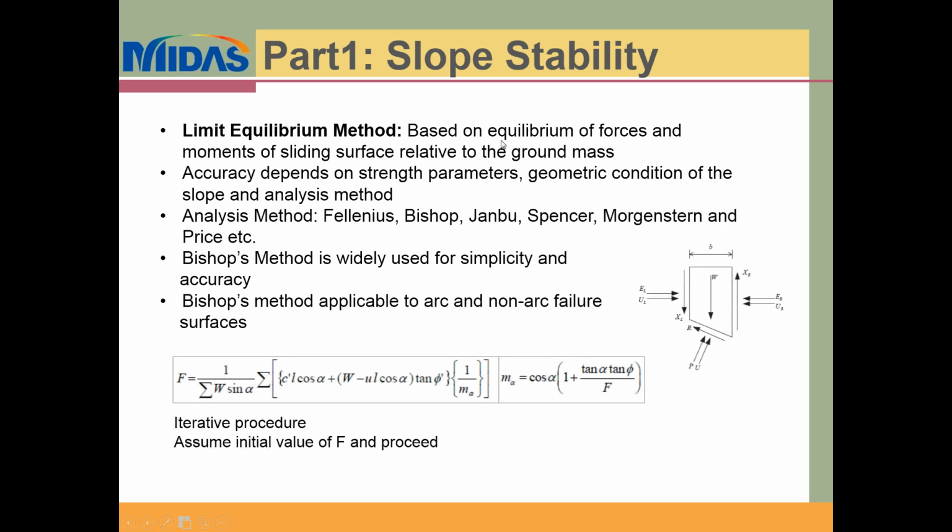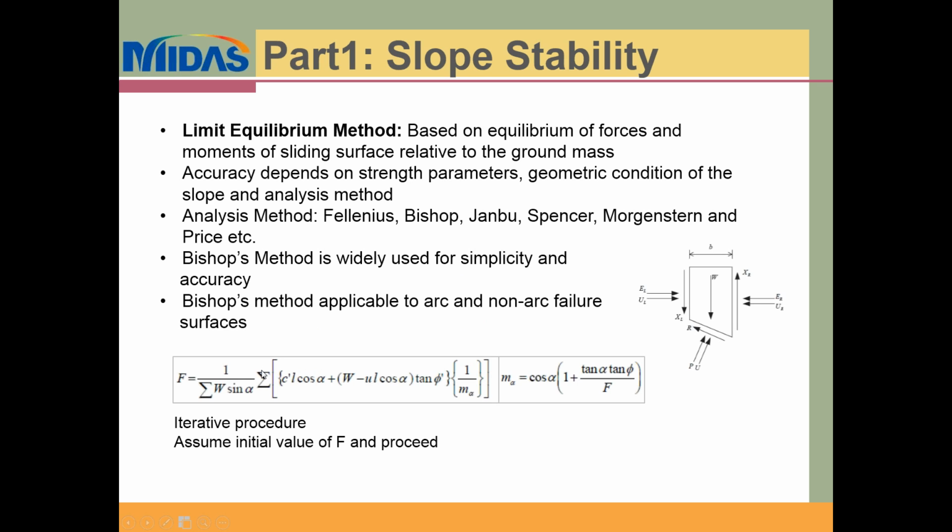The limit equilibrium method is based on the equilibrium of forces and moments in the slices, and the accuracy of the results from the limit equilibrium analysis depends on what parameters are used for the ground material, the geometry of the slope, and the analysis method chosen. In the literature, different analysis methods have been proposed based on how they solve the indeterminate problems for the slope stability. But amongst them, the Bishop method is most widely used because of its simplicity and accuracy, and it's also applicable for arc and non-arc failure surfaces.